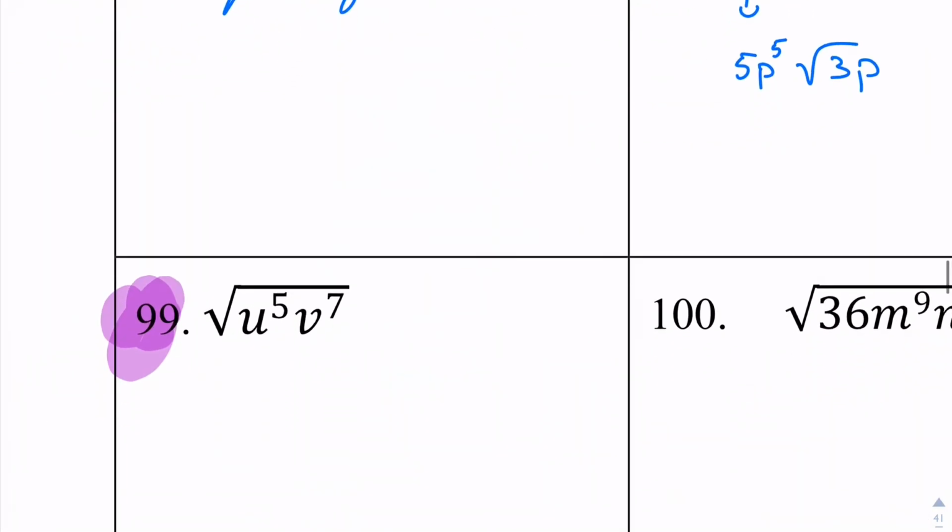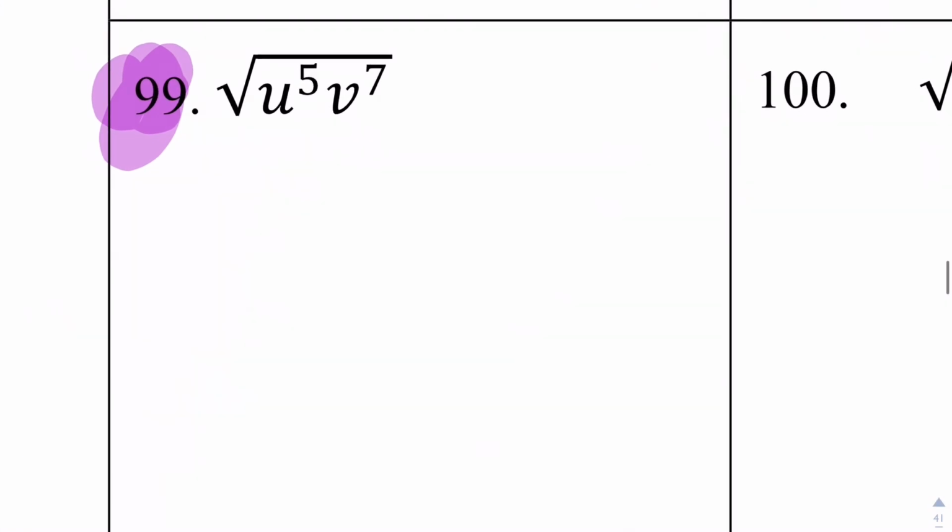Okay, where are we at here? So here I have u to the 5th and v to the 7th. So I'm just going to look at them separately. With u to the 5th, I can have 2 pairs with 1 left over. Sliding to my v's, v to the 7th, that means I have 3 pairs with 1 left over.